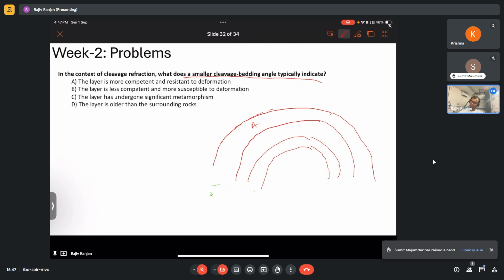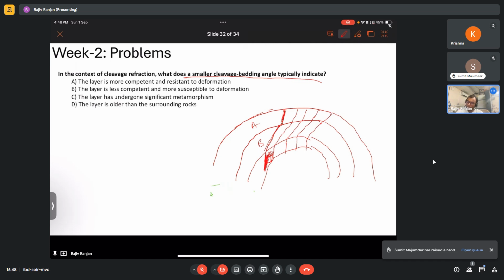So this is A, B, C. Suppose this is more competent, so there will be less refraction. But suppose this is very susceptible to deformations, a very weak material. So there will be large changes in the refractions, and there will be again the same. Suppose this is A. So this layer is more competent and resistant to deformation.